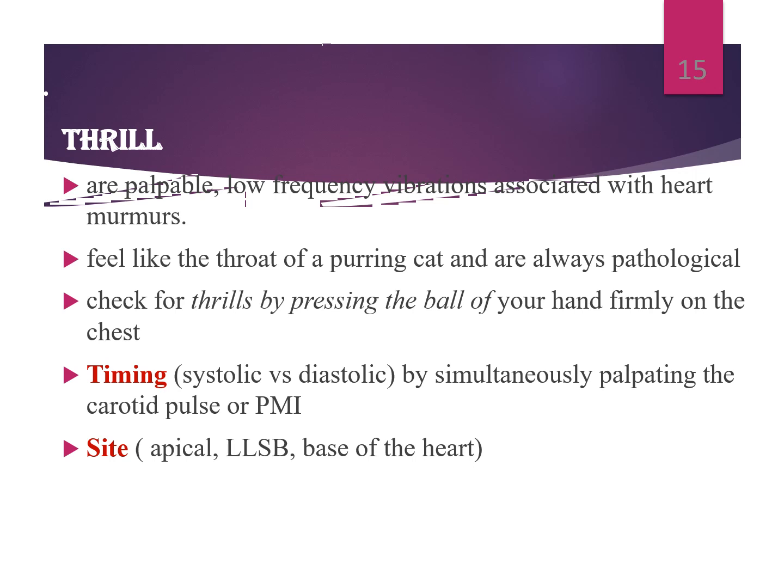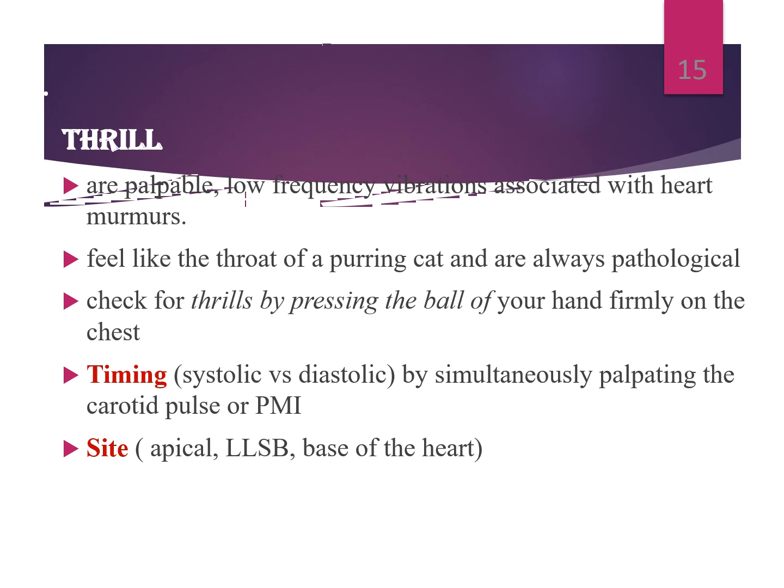If there is a thrill, you should describe whether it is systolic or diastolic by simultaneously palpating the carotid pulse or the point of maximal impulse. So to say whether the thrill is systolic or diastolic, we should concomitantly palpate the carotid pulse or apical pulse. If the thrill occurs during carotid pulsation, it is systolic, otherwise it is diastolic, and the site should be labeled: at the apex, at the left lower sternal border, at the base of the heart.